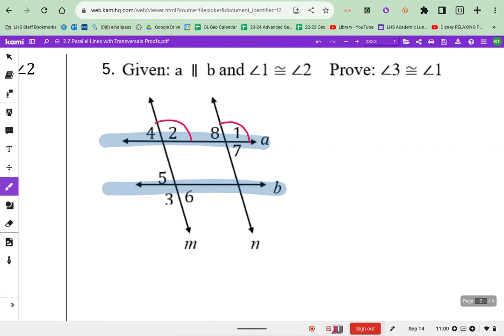Where does it say it's parallel? Oh, right here. So yeah, this symbol means parallel. Yep, good question.